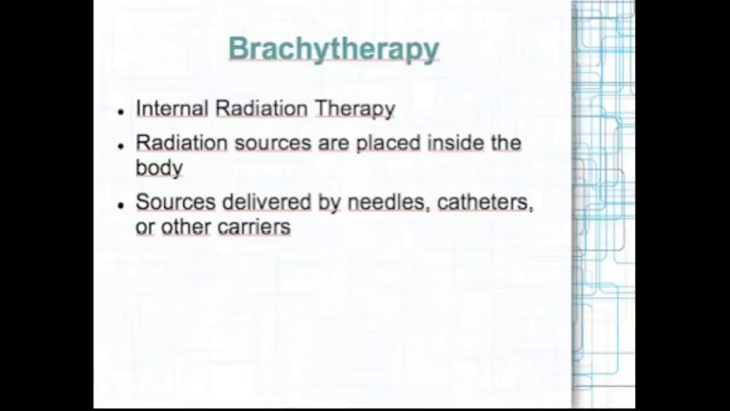Another kind of radiation therapy is brachytherapy, also known as internal radiation therapy. This is when radiation sources are placed inside the body. They're usually administered through needles, catheters, or other carriers. The sources are isotopes that are sealed in pellets or seeds, which decay and give off radiation to cancer cells.